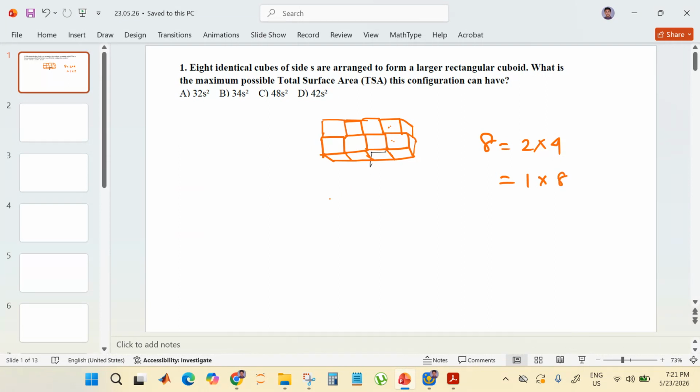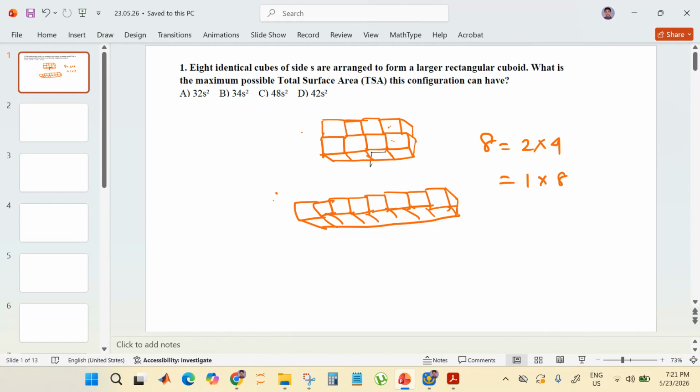So if it is one into eight, then also it will be a cuboid because it is a 3D structure. One, two, three, four, five, six, seven, and eight. Okay. So it may be this. So only these two structures may happen. You have to find which of them has the highest total surface area.